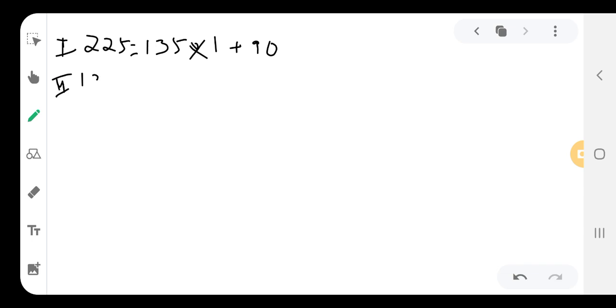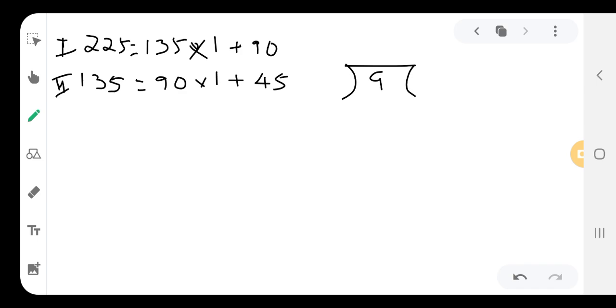Okay, in the first step, how much? 225 equals 135 into 1 plus 90. So this is the first step. Then the second step is 135 equals 90 into 1 plus 45. Okay. So now we will continue here.